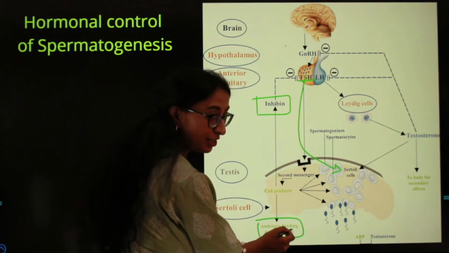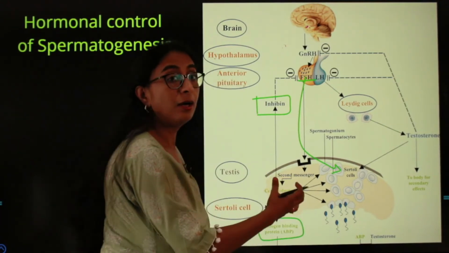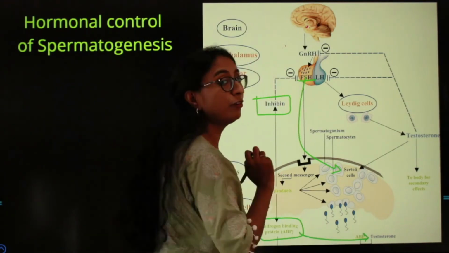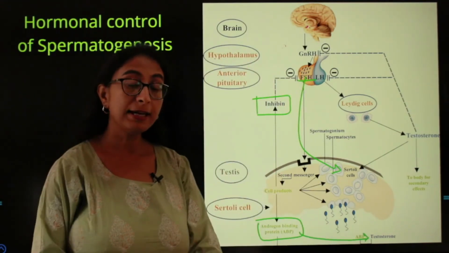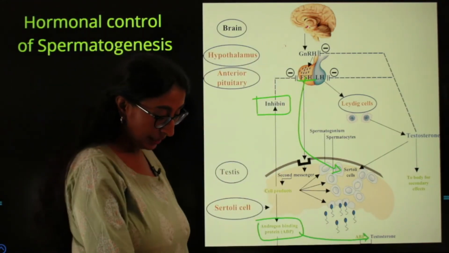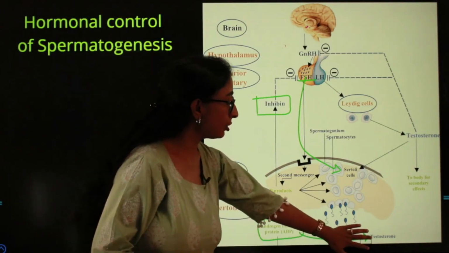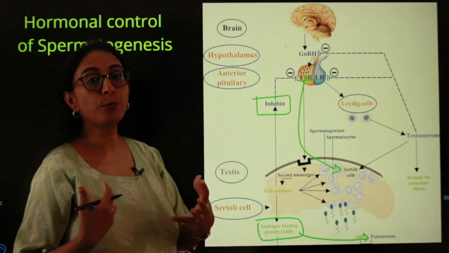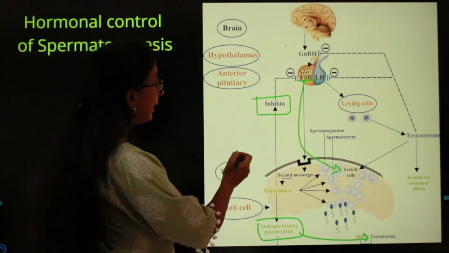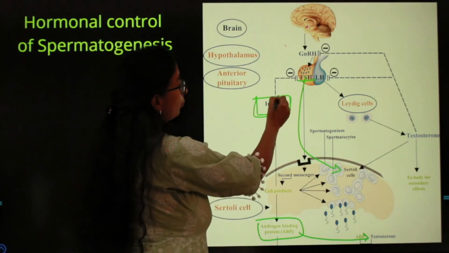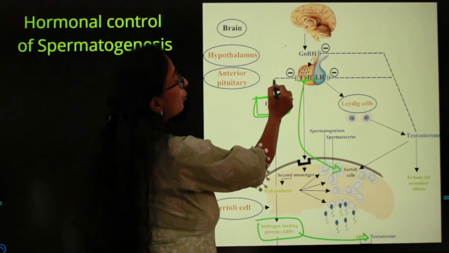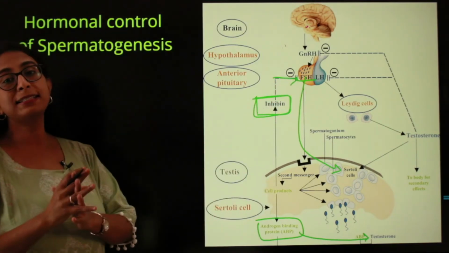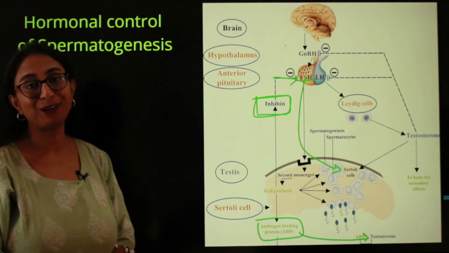What does this antigen binding protein do? It increases the concentration of testosterone in the seminiferous tubules, so that there will be more production of sperms. Then what does this inhibin do? Inhibin goes and acts on the anterior pituitary gland to stop the synthesis of follicle stimulating hormone.